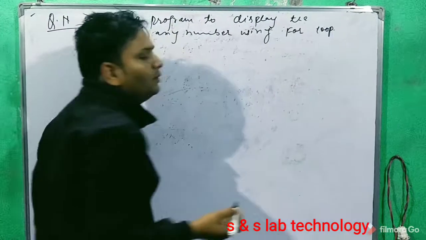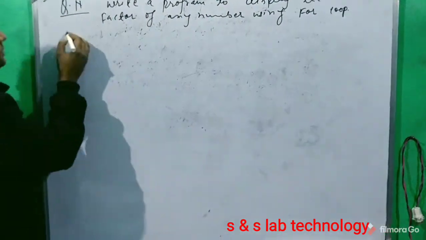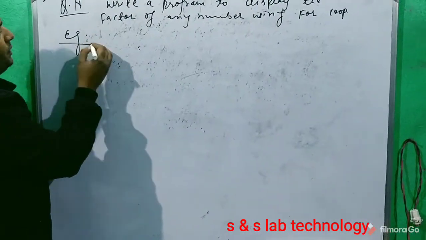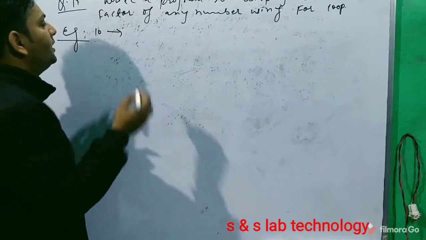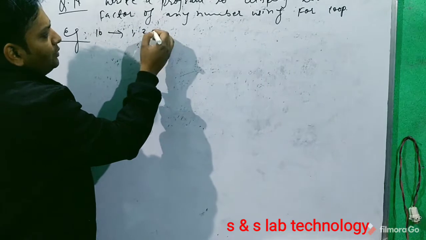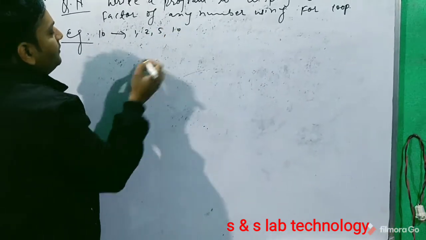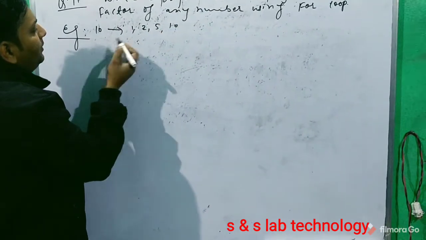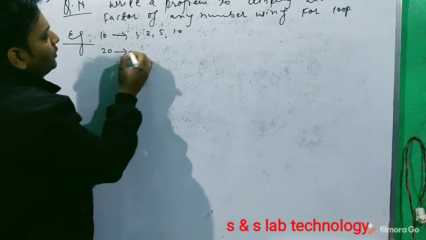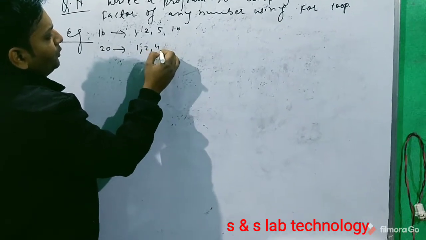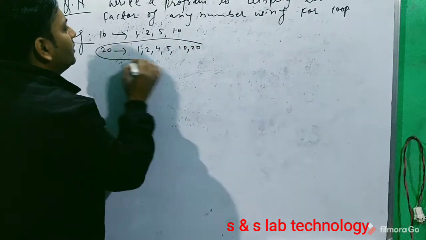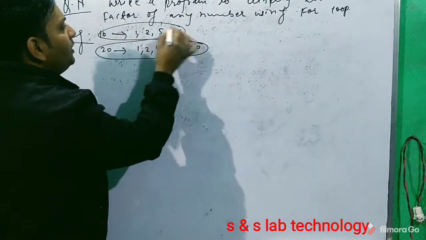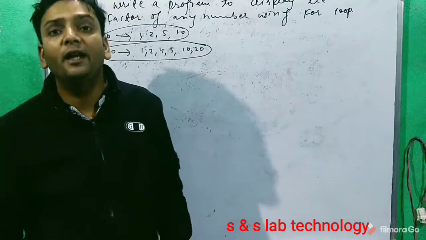So how to calculate the factors? Let me take some examples. Suppose we have a number like 10. What are the factors of 10? 10 is divisible by 1, 2, 5 and 10. Similarly, if I take 20, it is divisible by 1, 2, 4, 5, 10, 20. So these are the factors of 20. Likewise, we have to calculate the factors of n.